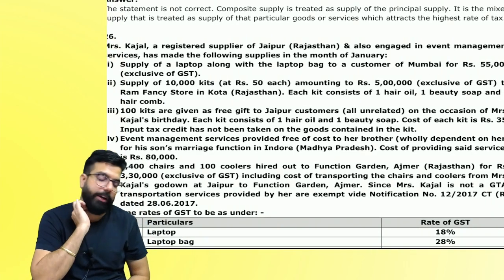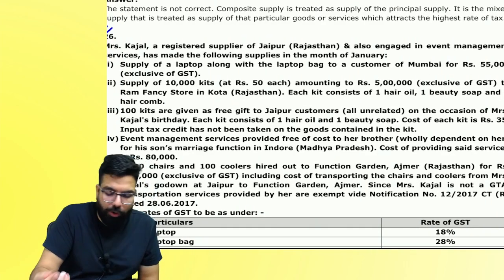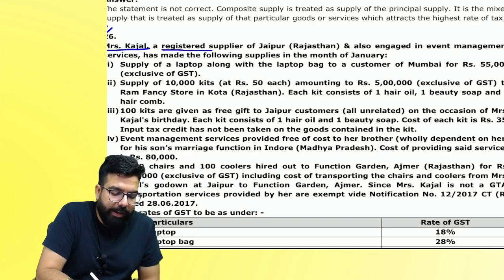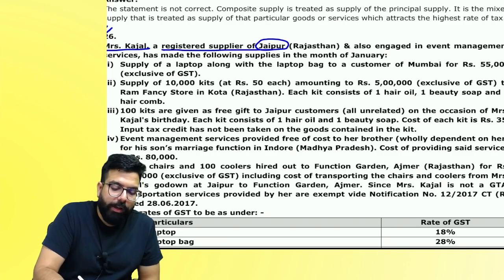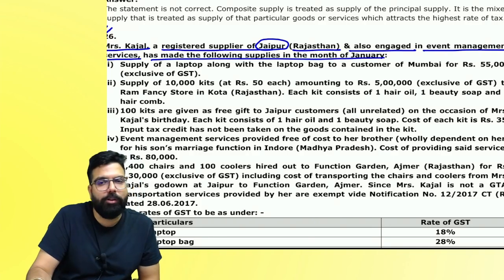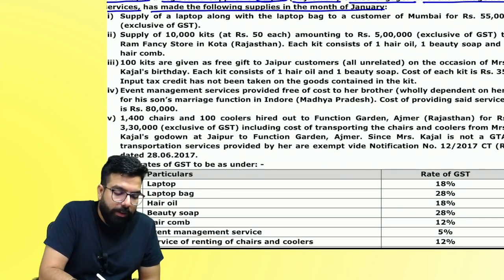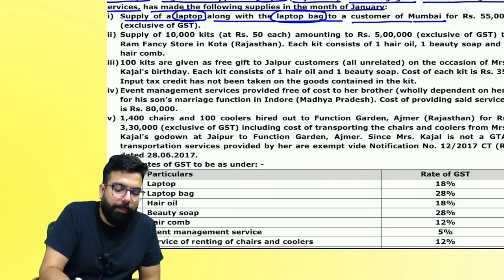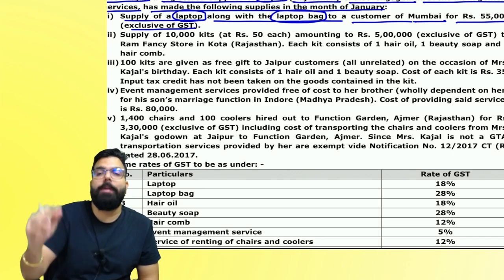Okay, people, over here now. There's an example in a book only. Let's understand from here only. Miss Kajal, a registered supplier of Jaipur, Rajasthan and also engaged in event management services, has made the following supplies in the month of January. Supplying of laptop along with laptop bag to a customer of Mumbai. Baba people, laptop along with a laptop bag, if you supply for 55,000, laptop with laptop bag is what, everyone?